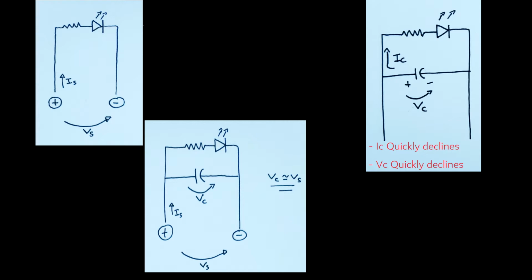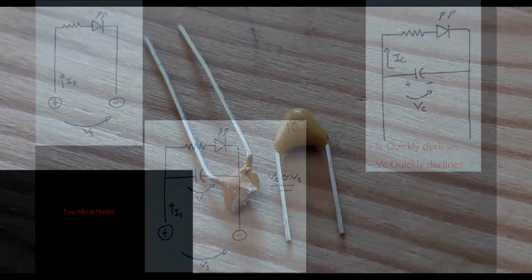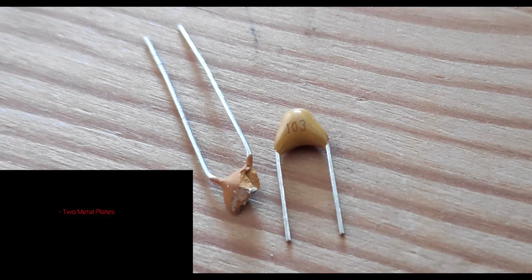There are many types of capacitors. Currently, I have with me ceramic capacitors. Metal plates are placed on each side of a thin ceramic disc, and terminals are connected to the metal. The entire unit is encapsulated in a protective coating of plastic.